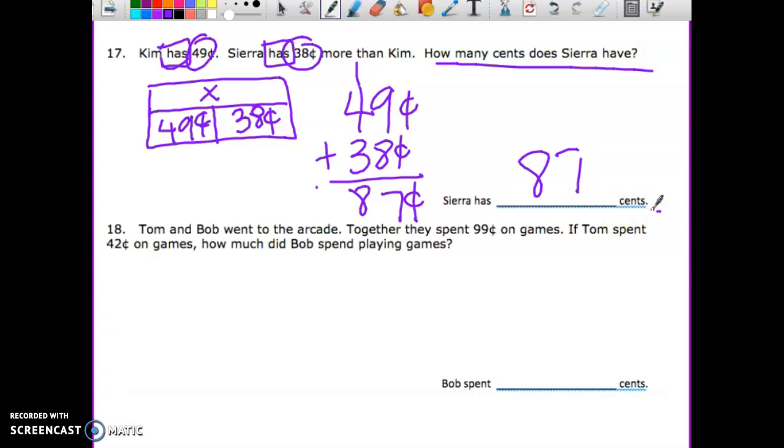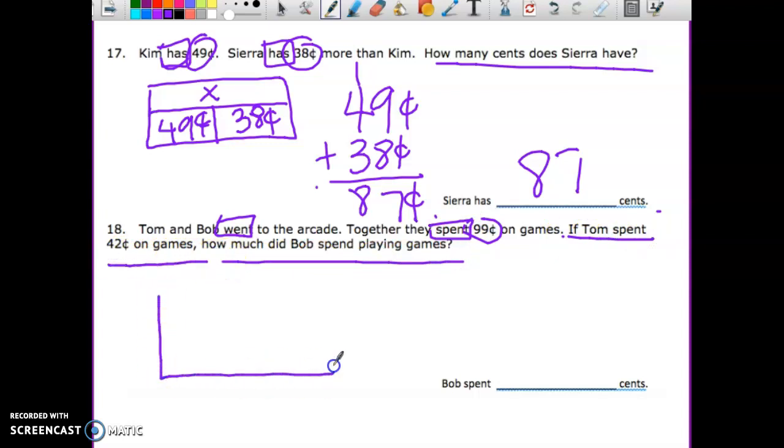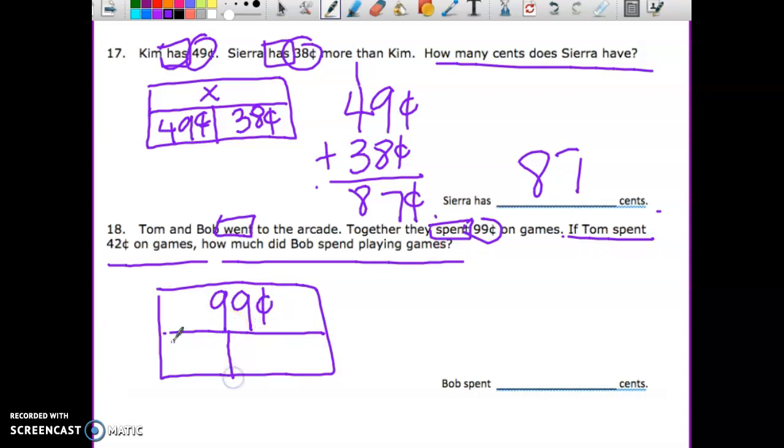Tom and Bob went to the arcade. Together they spent 99 cents on games. If Tom spent 42 cents on games, how much did Bob spend playing games? So we used our model method with our boxes. So together they spent 99 cents. Of that 99 cents, Tom spent 42 of it. So how much did Bob spend?